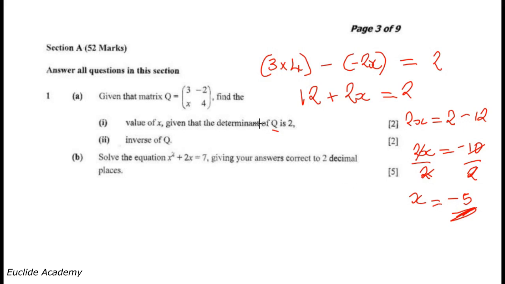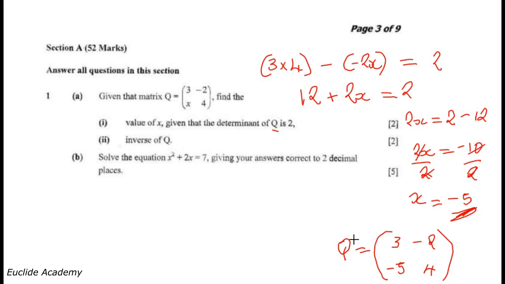So now that we know the value of x, we have to find the inverse of Q. Before we find the inverse of Q, our matrix now becomes, instead of having x there, we have negative 5. So the matrix Q becomes 3, negative 5, negative 2, and then we have 4 there. That is the matrix.